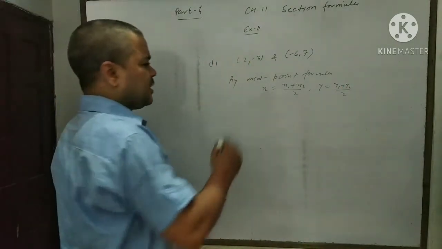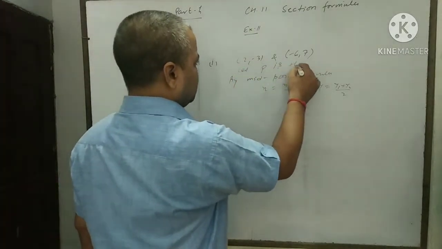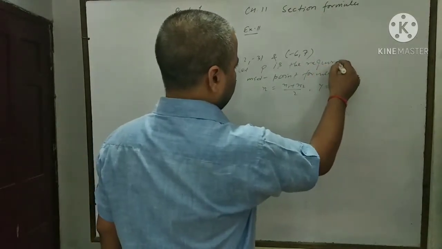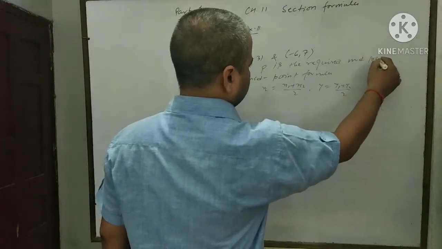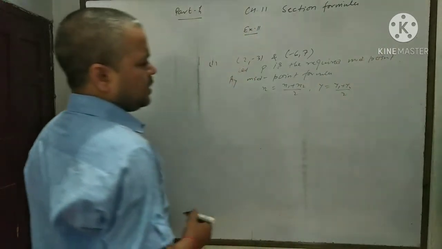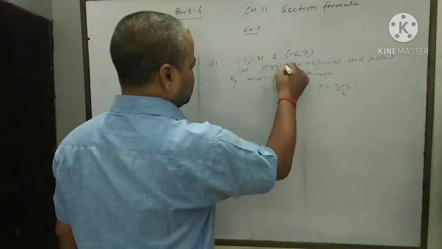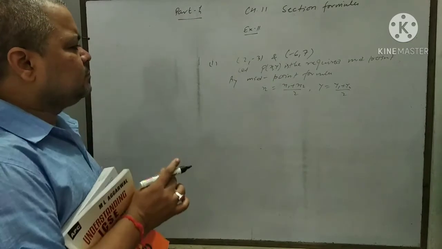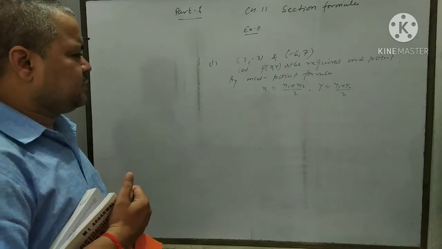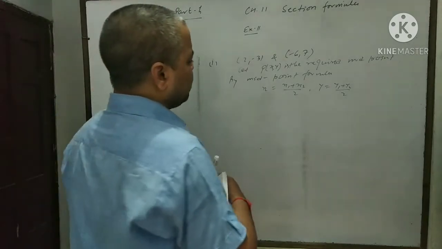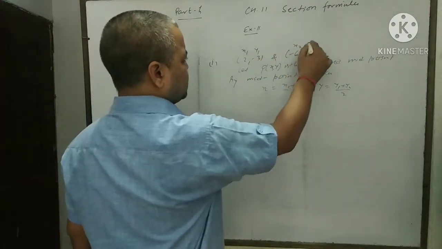Before this we can write here, let P be the required midpoint, and its coordinate is xy. Let P, whose coordinate is xy, be the required midpoint. Then by the midpoint formula, x is equal to this much. Now this is x1 y1 and here it is x2 y2.